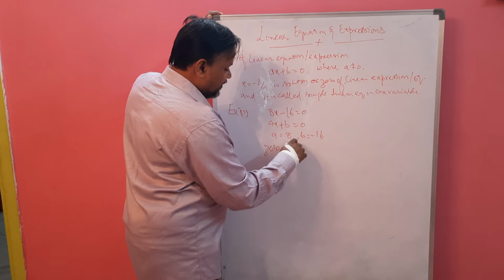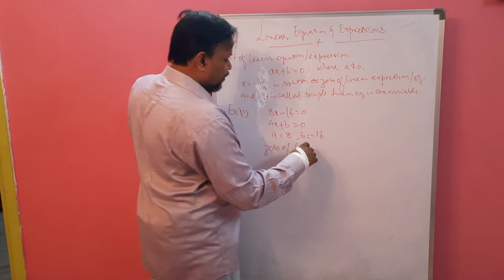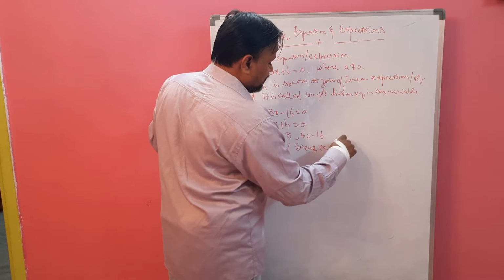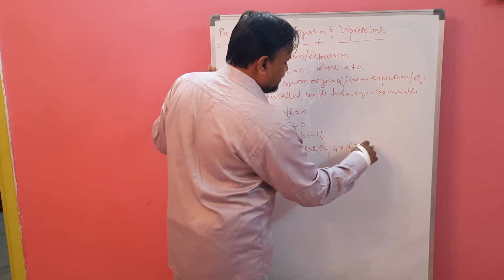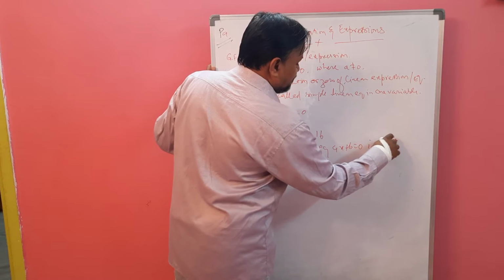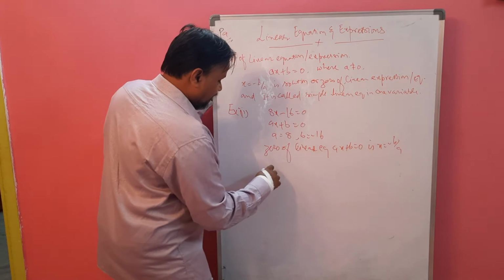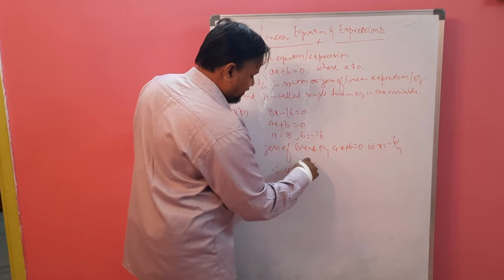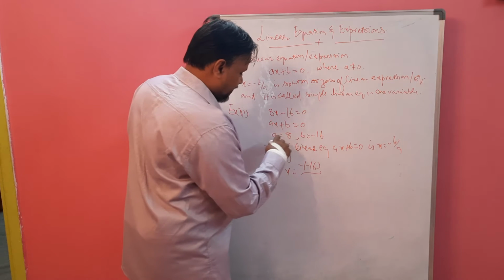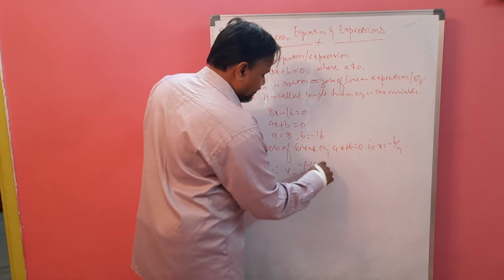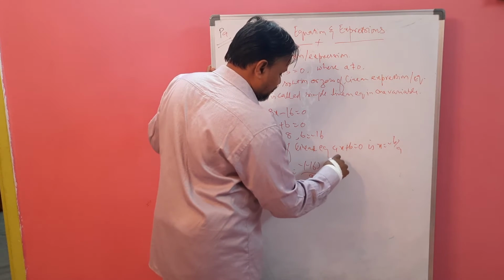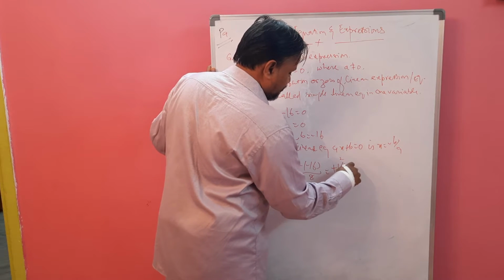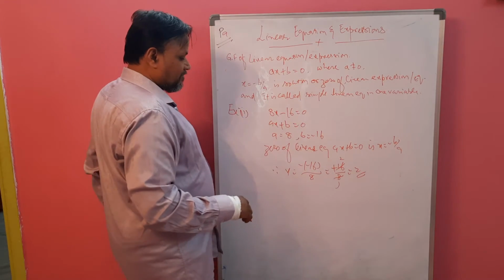x equal to minus b by a. So here x equal to minus b, means minus of minus 16, by a. A is what? 8. So this is nothing but minus minus 16 by 8, which is plus 16 by 8. 8 ones are 8, 8 twos are 16. So you will get the solution as 2.